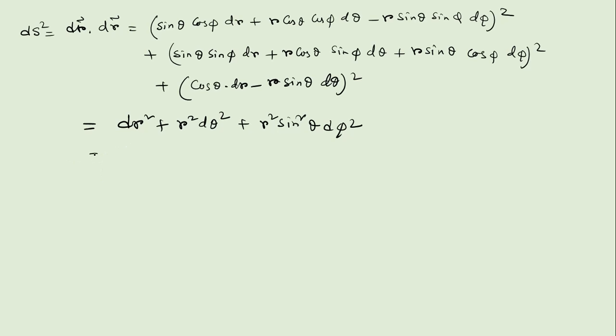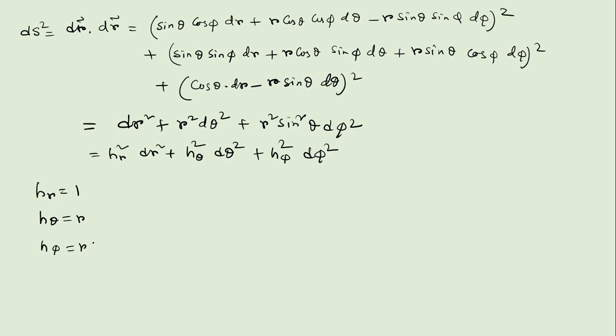So you can see this is nothing but h r square dr square, this is h theta square d theta square, and this is h phi square d phi square, right? So just compare, you will get h r equals 1, h theta equals r, and h phi equals r sin theta. This is the scaling factor.